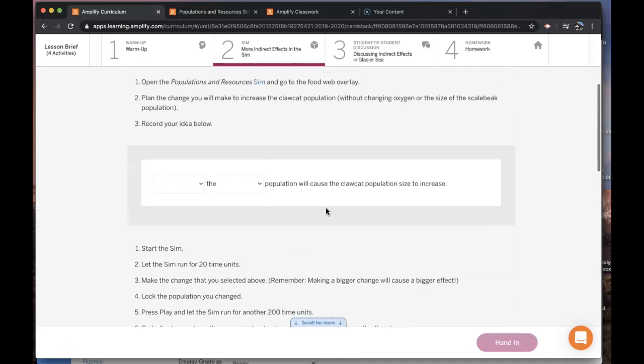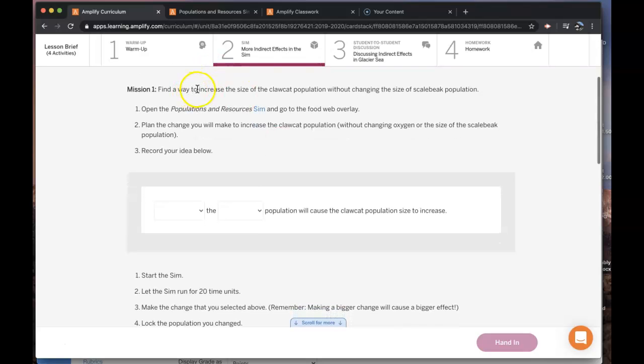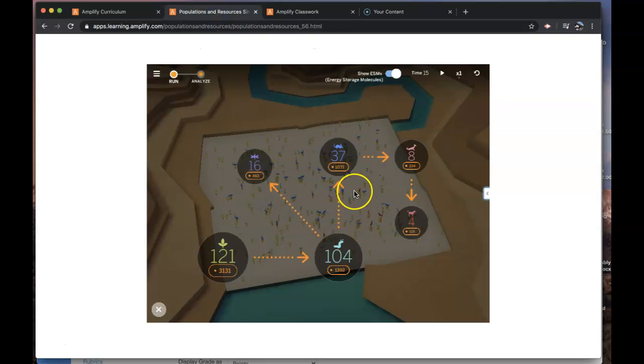We're going to look at Mission 1. Mission 1 is to find a way to increase the size of the clawcat population without changing the size of the scalebeak population, which is its resource population. So let's look at the food web diagram here.